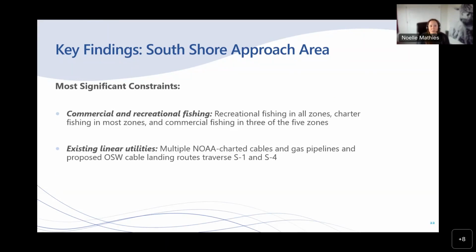Within the South Shore approach area, high-ranking constraints include commercial and recreational fishing and existing linear utilities. Recreational fishing occurs in all South Shore zones and charter fishing in most zones. Commercial fishing occurs in 3 of the 5 zones. And an example of a high percent coverage of existing linear utilities is seen in zone S1, Smith Point. Next slide, please.